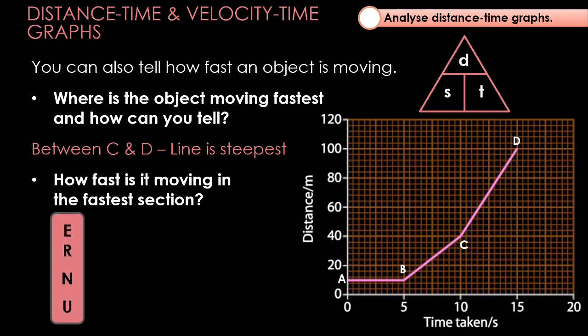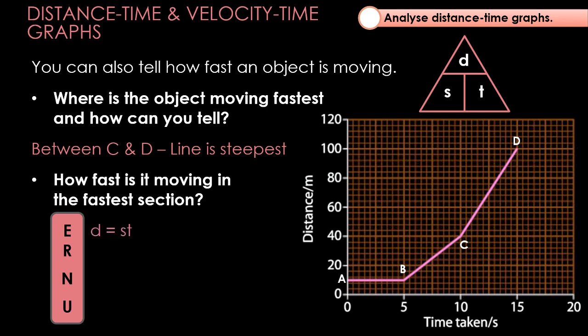Well, we're going to use what I like to call ERNU, which is a way of answering mathematical questions in physics. The E stands for equation. Which equation do I need to use? The R stands for rearrange. Do I have to rearrange my equation? The N is the numbers that you need to put in. And the U is your answer, not forgetting the units. So ERNU is the way to answer these questions. We'll do this throughout this lesson.